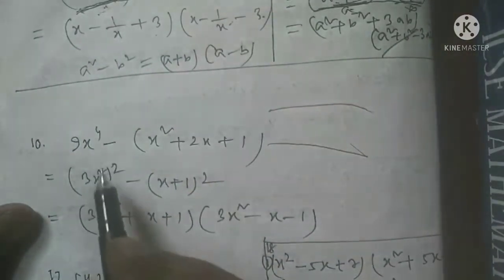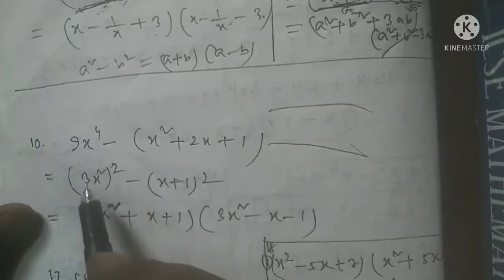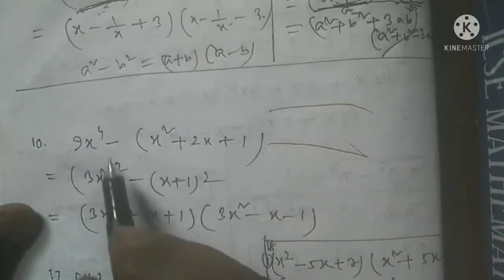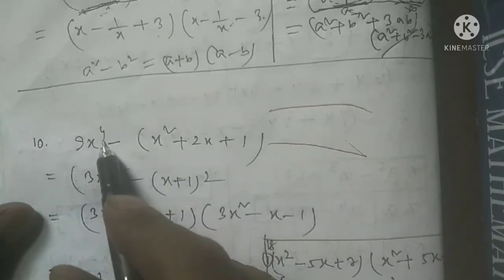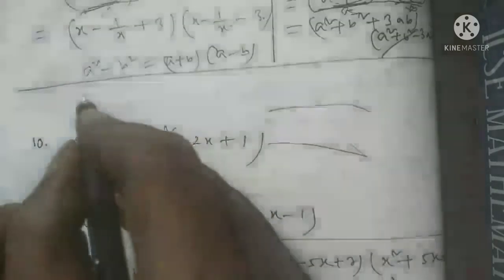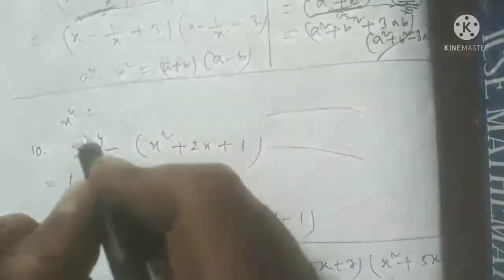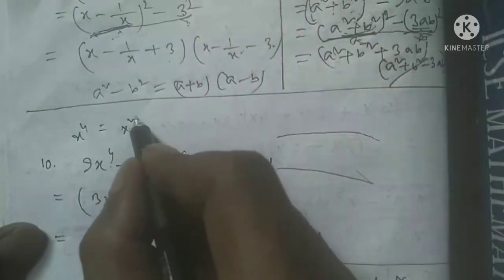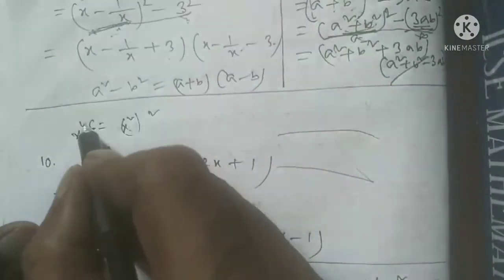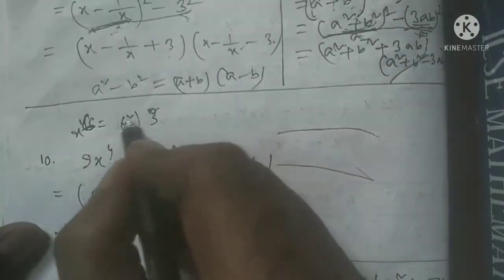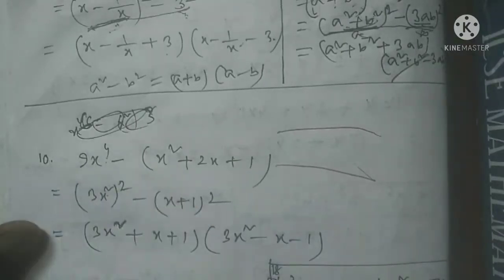9x to the power 4: you have to make it in the form of a square, that means (3x square) whole square. If you break x to the 4, you can write (x square) whole square. If you have 6 here, then you can write 3 to the 6. This type of rule you can apply on this expression.